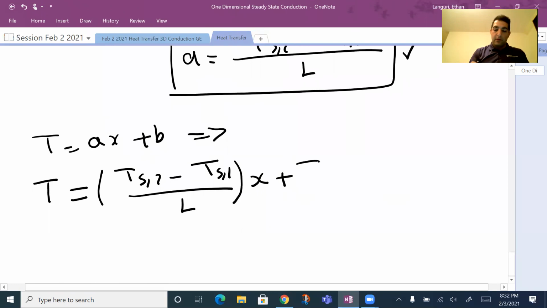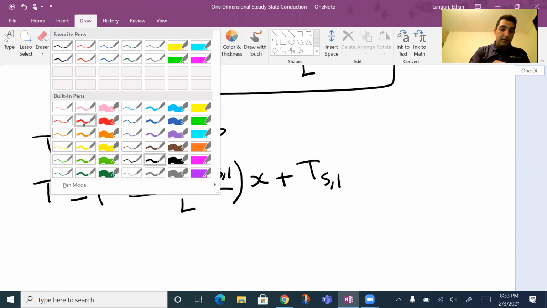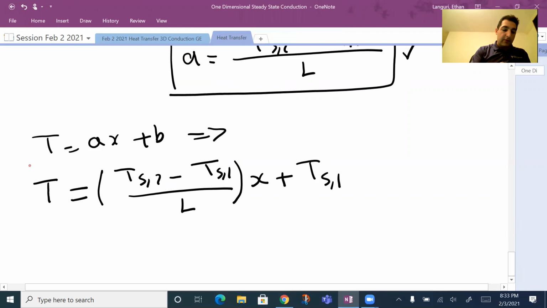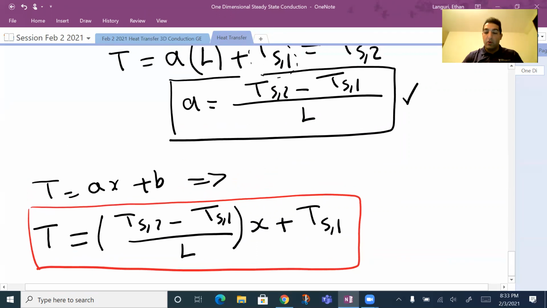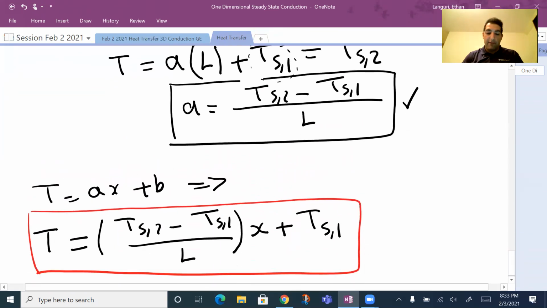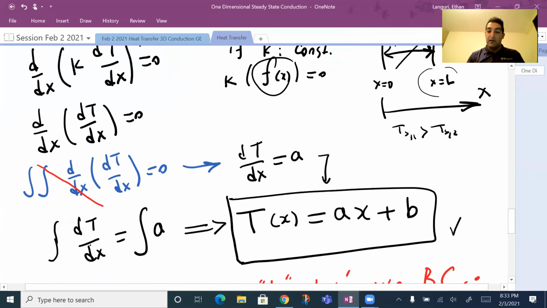So, and this is my final answer for the plane wall case, right? So this is showing me the equation I have to find temperature at any X, at any location. If I know the boundary conditions, TS1 and TS2, and I know the thickness of the wall, I can use this to find any temperature.